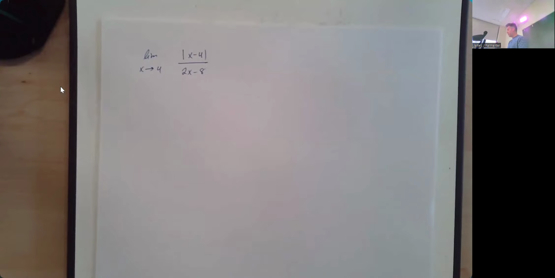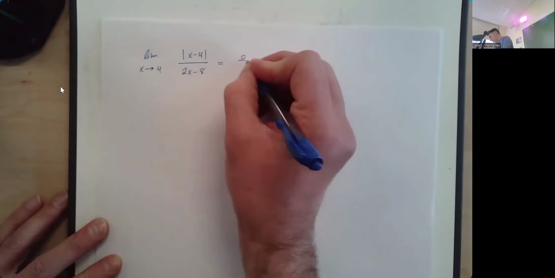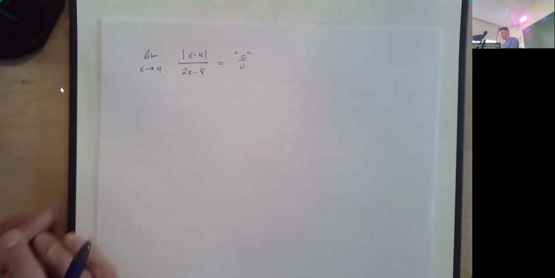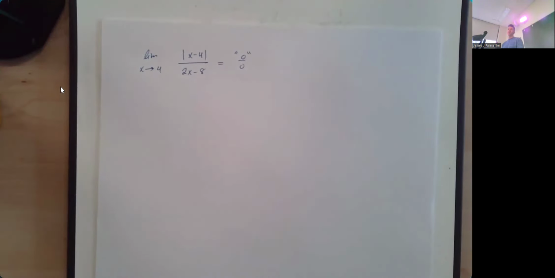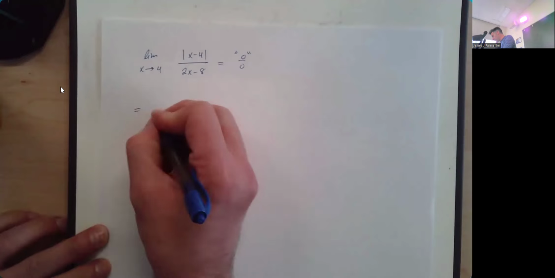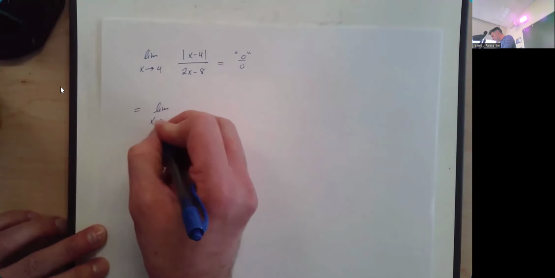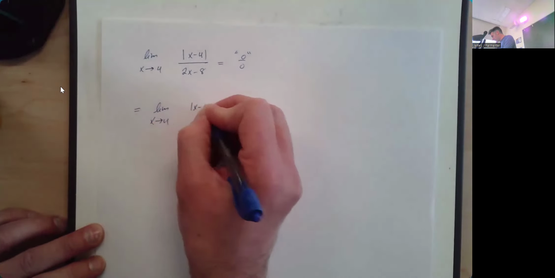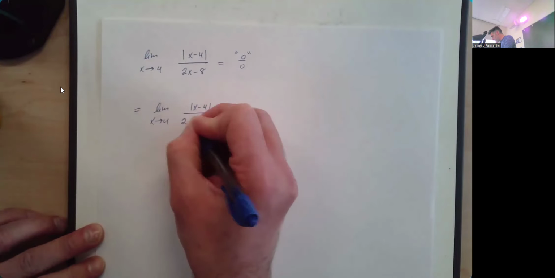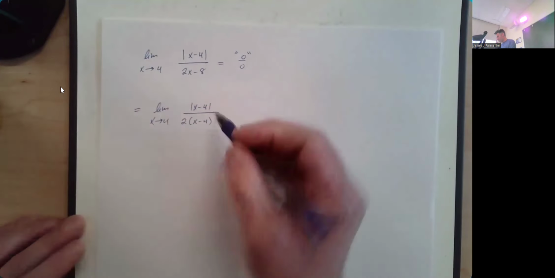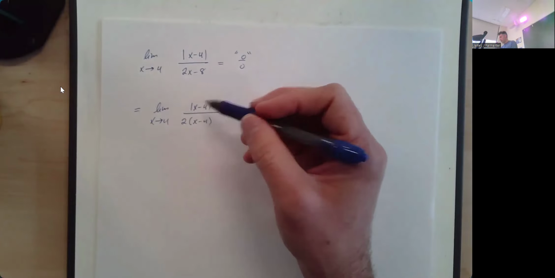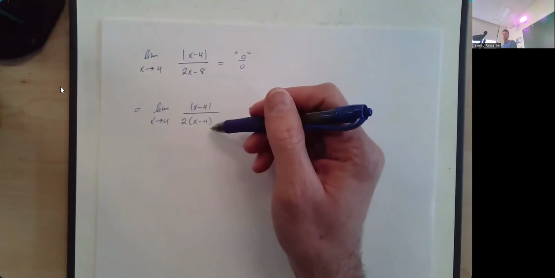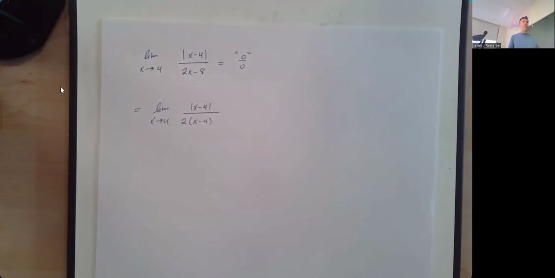If you plug in 4 here, we get 0 over 0. Now the problem is we can't factor and cancel here. I really want to make that extra clear. If I try to do this as the limit as x approaches 4 of the absolute value of x minus 4 divided by 2 times x minus 4, those aren't the same. The absolute value of x minus 4 divided by x minus 4 doesn't necessarily equal 1.